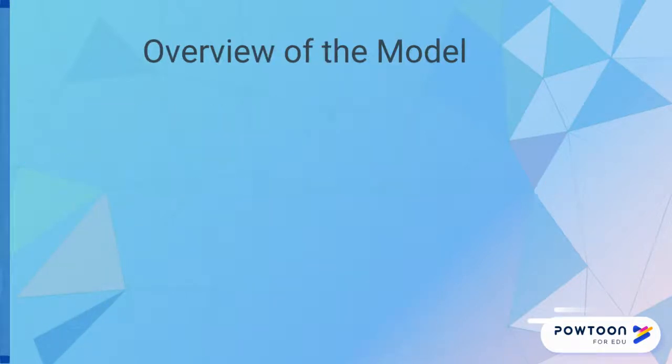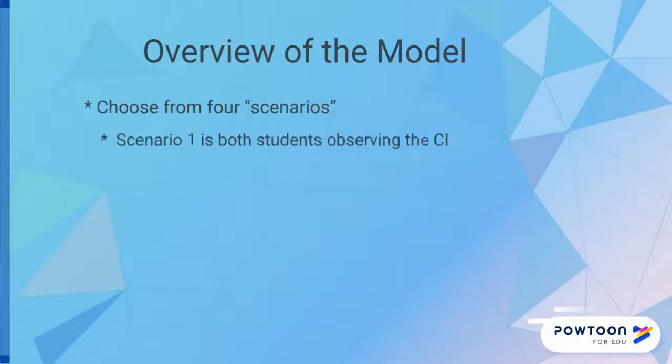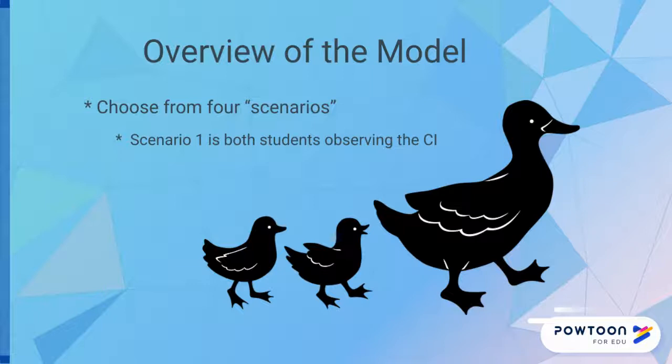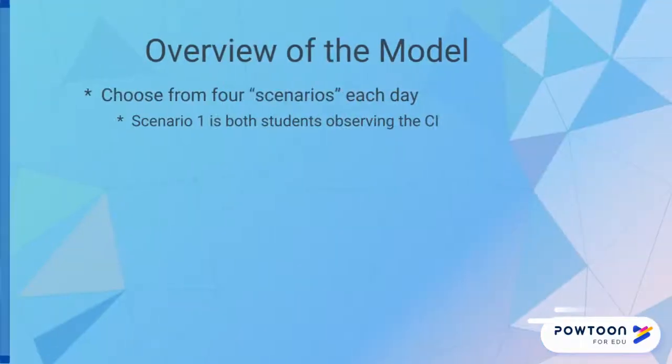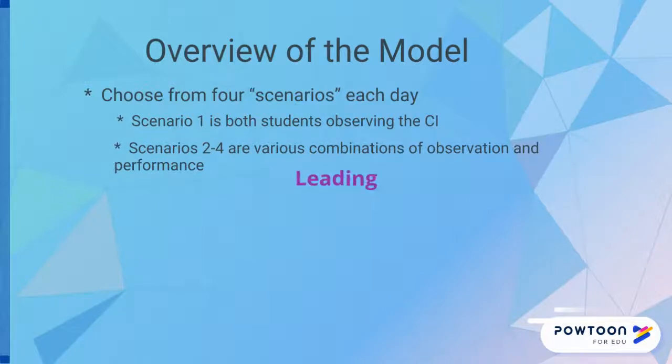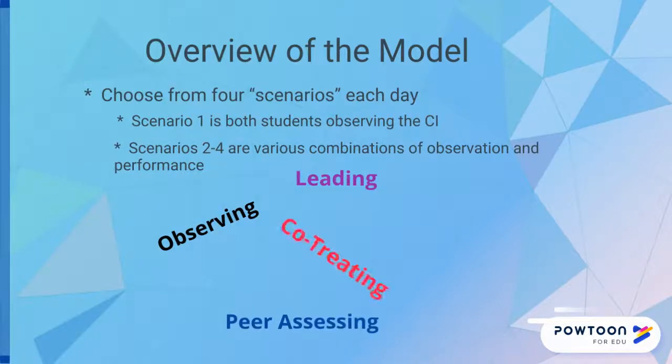Before we look at a graphical representation of this model, here's a brief overview of its organization. It incorporates 4 different scenarios that include various learning roles for each student. In the first scenario, both students observe the CI, and this is the CI's chance to model expected behaviors. The other scenarios include combinations of various student roles, such as leading, observing, peer assessing, co-treating, and independently treating. Students will typically progress through the scenarios in order, 1 through 4, as they become more independent.